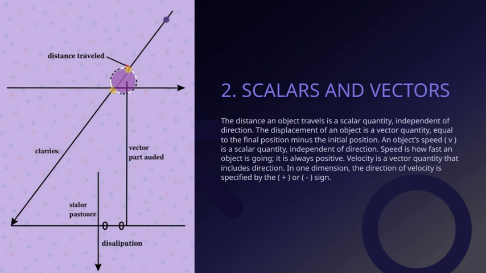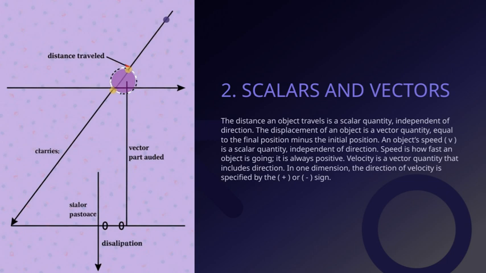Now, moving on to speed and velocity. Speed, represented by v, is a scalar quantity. It tells us how fast an object is going, but it doesn't include any information about which way it's moving. Speed is always positive because it's just a measure of magnitude. Velocity, however, is a vector. It includes both speed and direction.